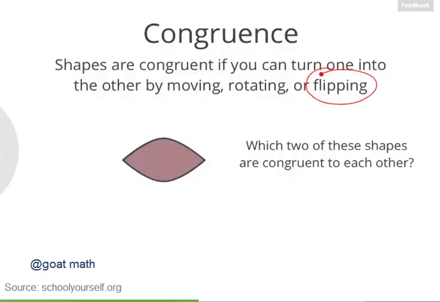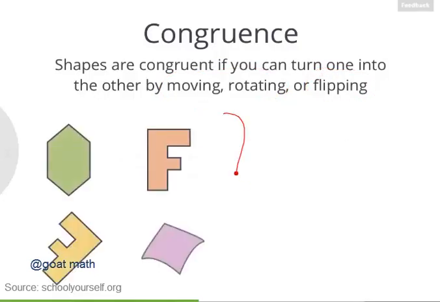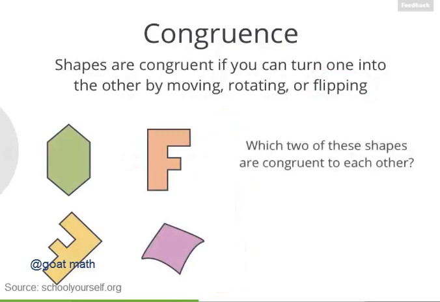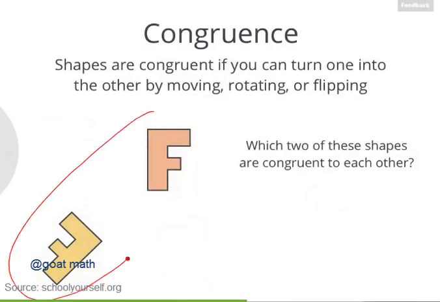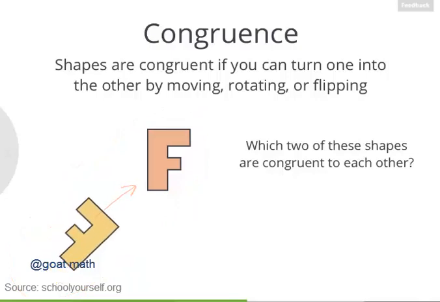Now what about flipping a shape? Well, take a look at these four shapes. Which two of these would you say are congruent? Precisely, these two shapes are congruent. To see this, let's first move the yellow shape so it's on top of the orange shape. They don't quite align, so we'll have to do a little more work to show that they're congruent.